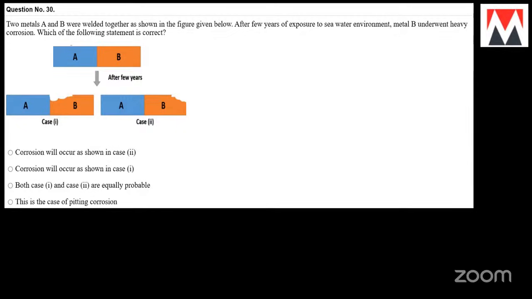Only where there is surface contact is there a greater possibility of corrosion. Here also it can get corroded, but this is the area where there is more electrode potential difference between the two metals, so the corrosion will start here. So it is given that corrosion will occur in case 1. There is less probability that it will occur at this other area. So the answer is B.